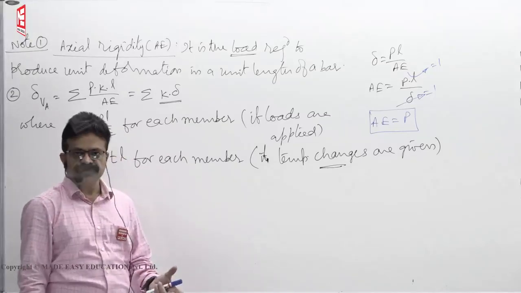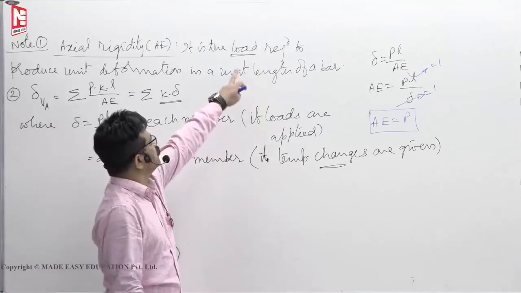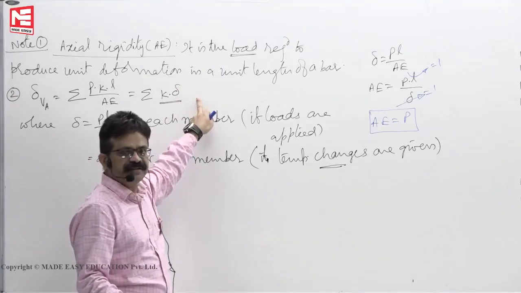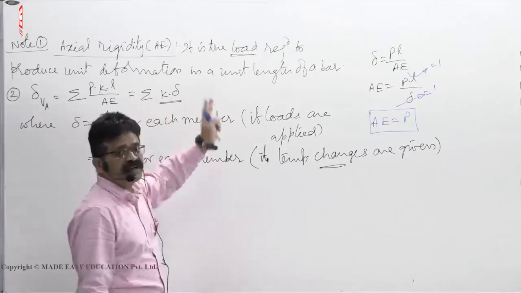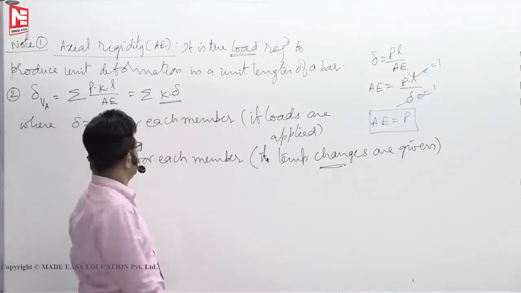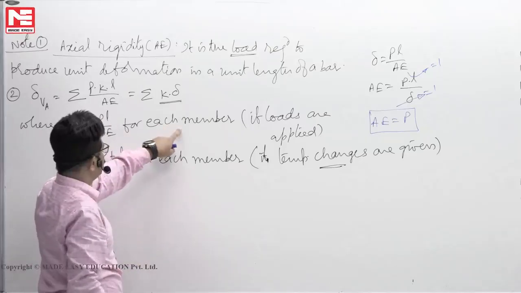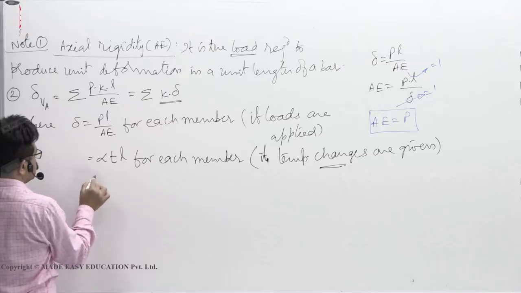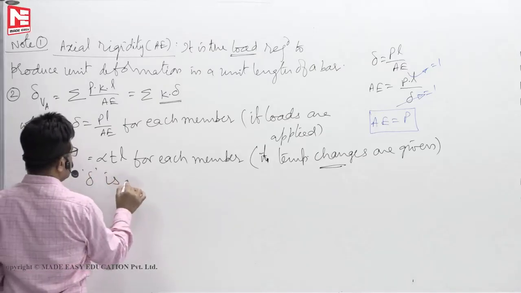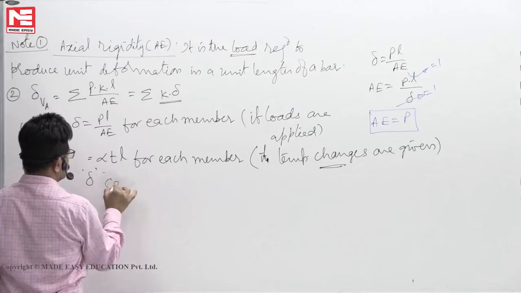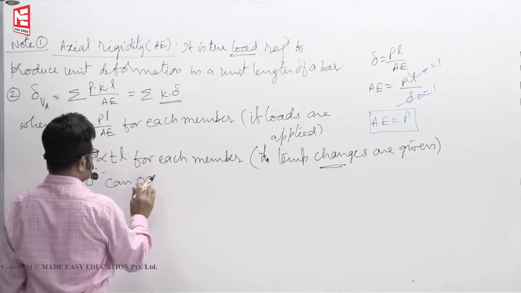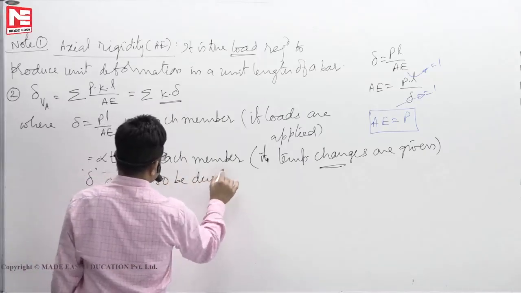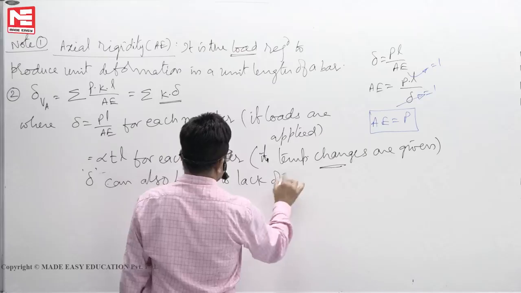Castigliano's theorem 2 will not worry about the cause of delta. Whatever may be the reason that delta is happening, theorem 2 will not worry. Simply K delta we can write. Now we have taken delta as PL by AE for each member, alpha TL for each member. Delta can also be due to lack of fit.